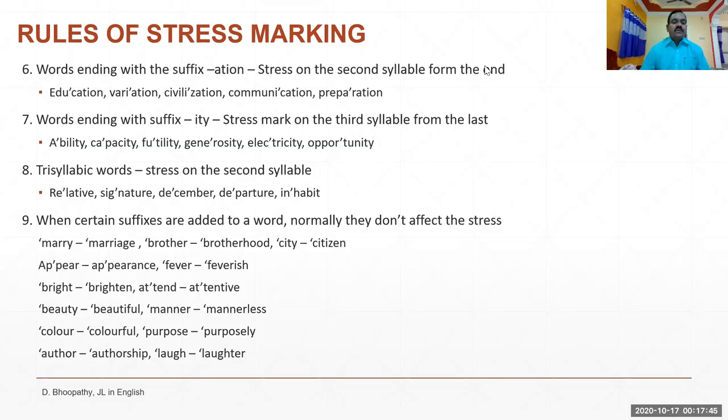Capacity, futility, generosity. There are five syllables in generosity. From the end, the third one is ro: generosity. Electricity, opportunity. Next, three-syllable words: the stress is on the second syllable.